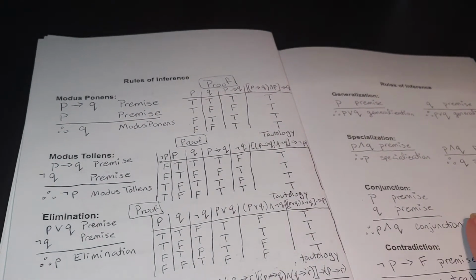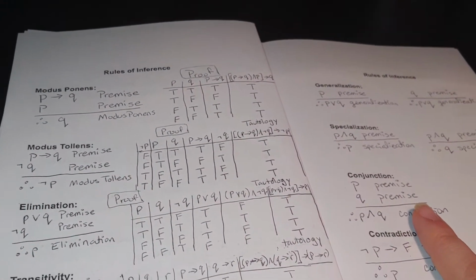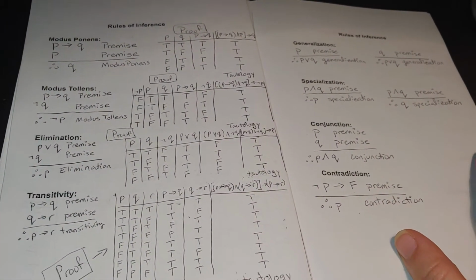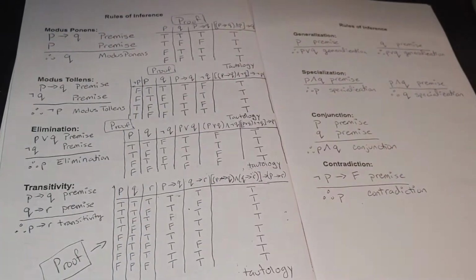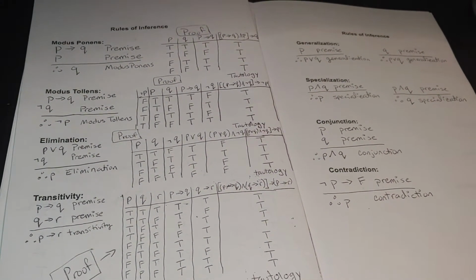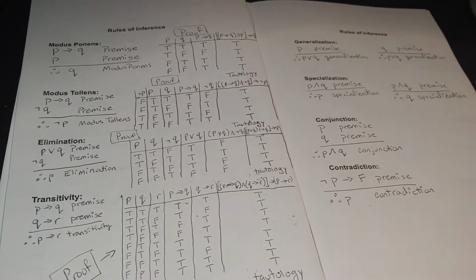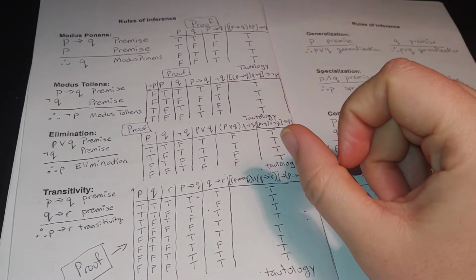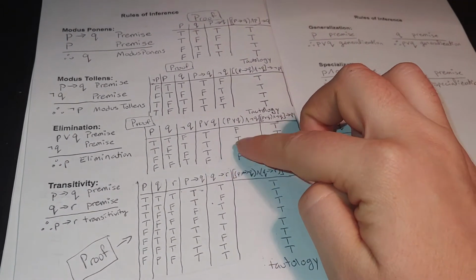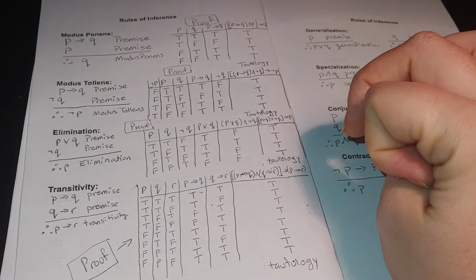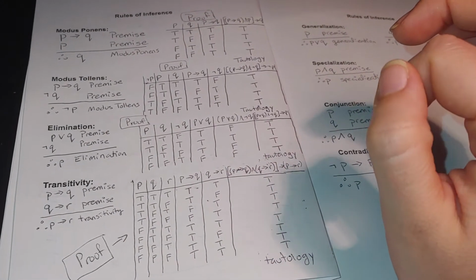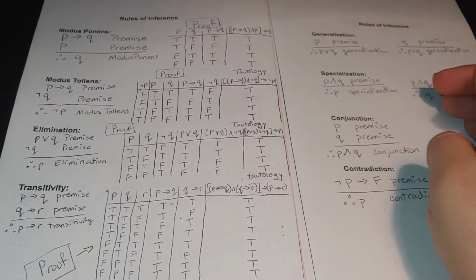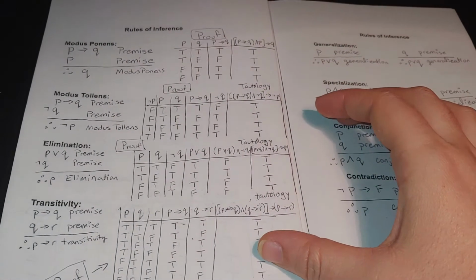Hello, class. Today, we're going to talk about rules of inference. Now, you just finished filling out your notes for rules of inference with modus ponens, which you may have recognized from your time in geometry as the law of detachment. Modus tollens, which you may have recognized from your time in geometry as the law of contrapositive. Elimination. Transitivity, which you may have recognized from your time in geometry as the law of syllogism. And then generalization, specialization, conjunction, and contradiction.